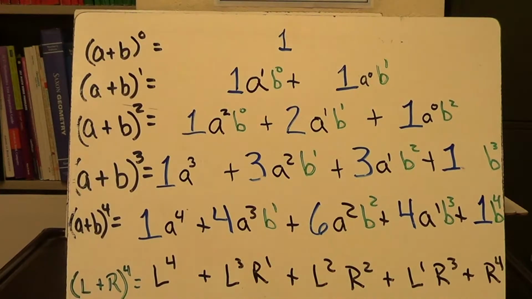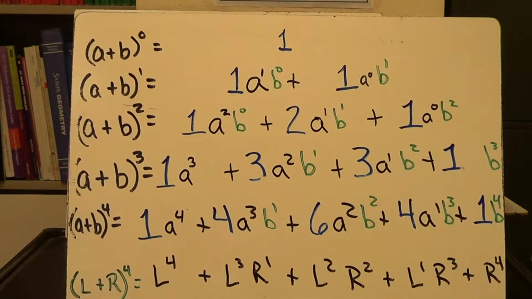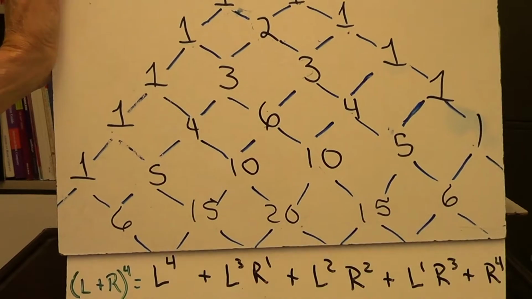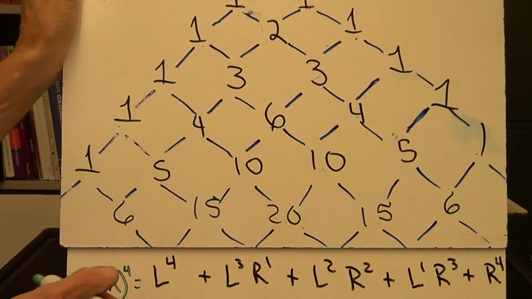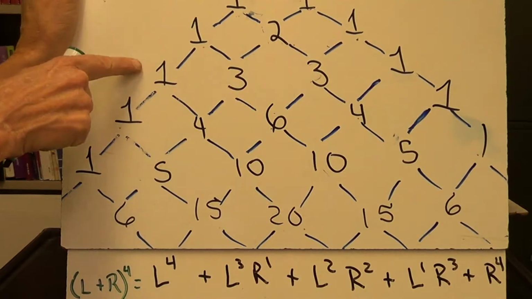Now you're sitting there going, well, that's really not that cool. It's just A and B is replaced with L and R. Not cool unless I'm asking you in Pascal's triangle to get to the 4th row. Now remember that's 0, 1, 2, 3, 4.